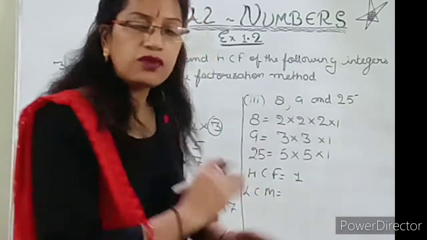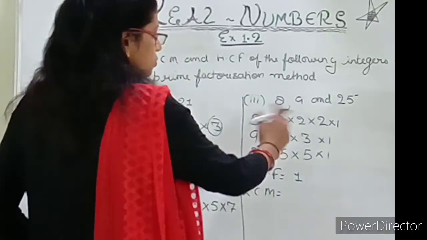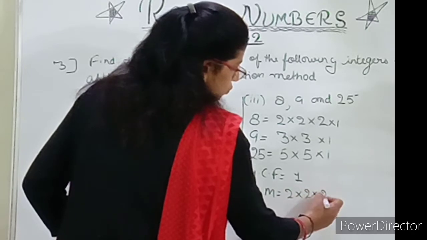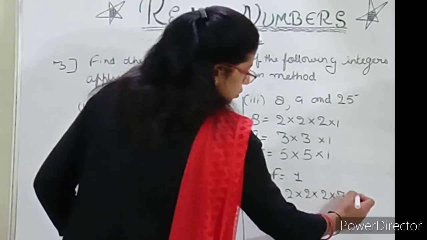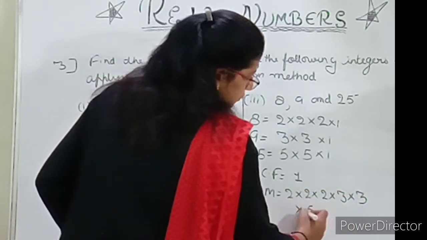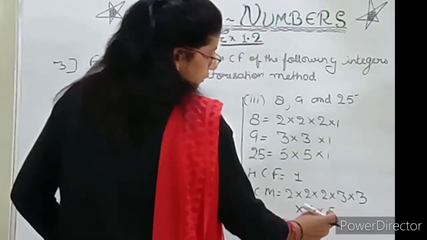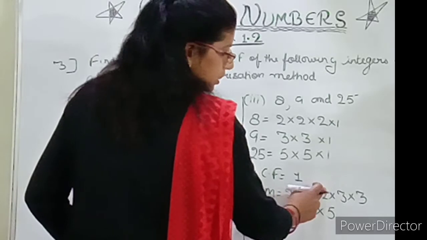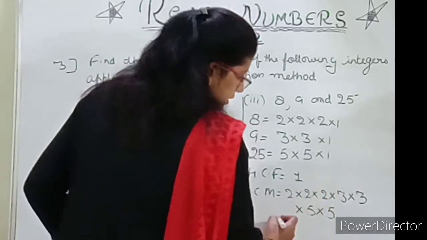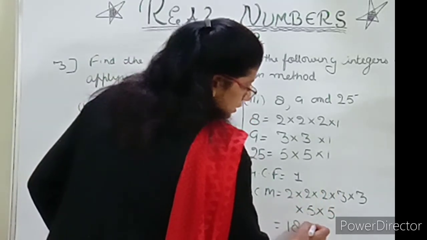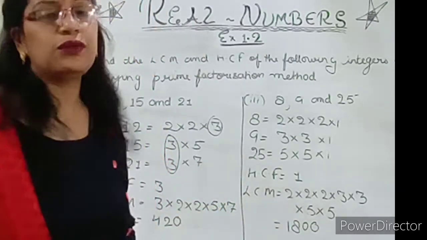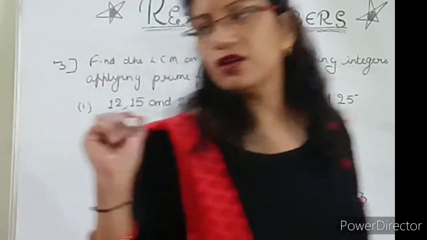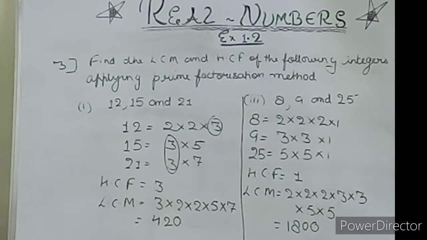Same way we can find the LCM. Nothing is common, so we have to take all the numbers. So we'll take 2 into 2 into 2, 2 into 2 into 2 into 3 into 3 into 5 into 5. So 5 5s are 25, 25 2s are 50, 50 2s are 100, 100 2s are 200, and this is 9, 200 9s are 1800. So the LCM is 1800. Okay, one more part is left that you have to do on your own. Okay, so let us start the next question.